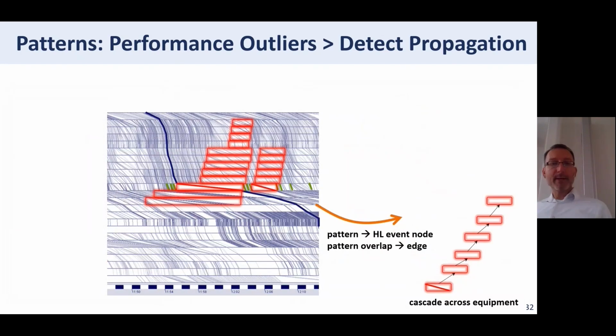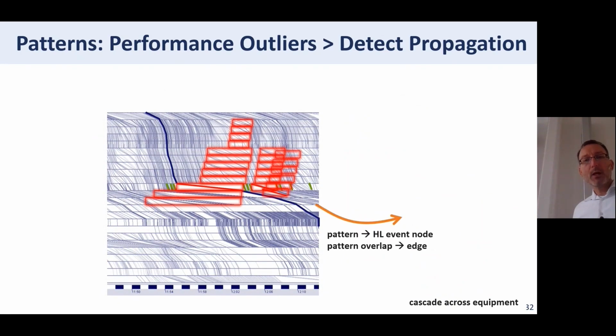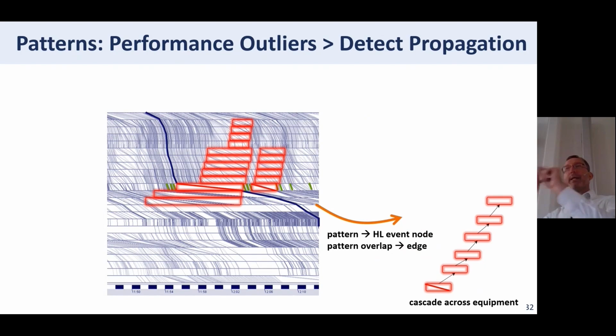Some slide is missing. All right, the idea is extremely simple. What we do is we encode each pattern as a node. So we create a new node, a high-level event node. We create a graph now, and we say, okay, this node here relates to all these observations underneath, right? So we have a lower level log of all the movements of the bags, and we have a higher level event that connects to all these.